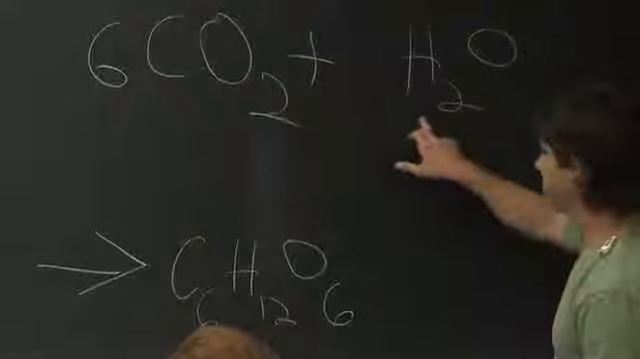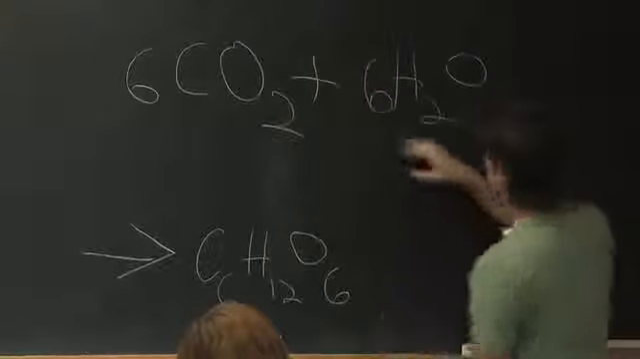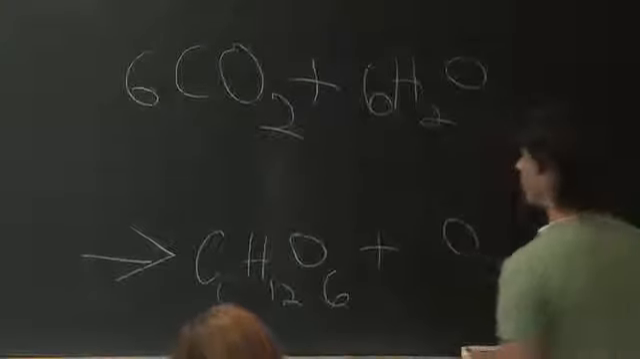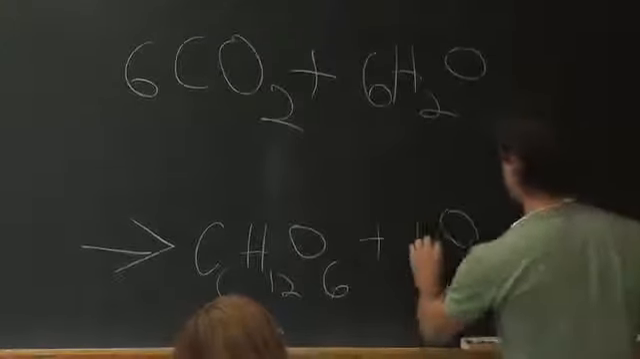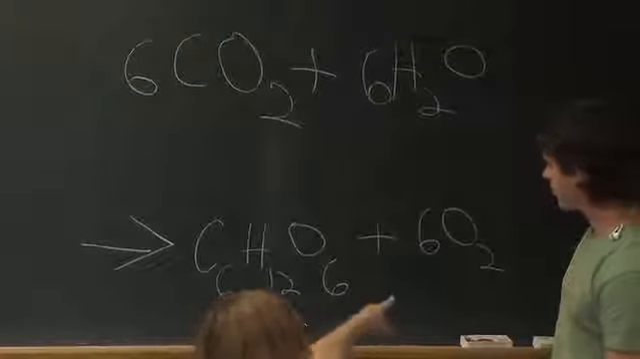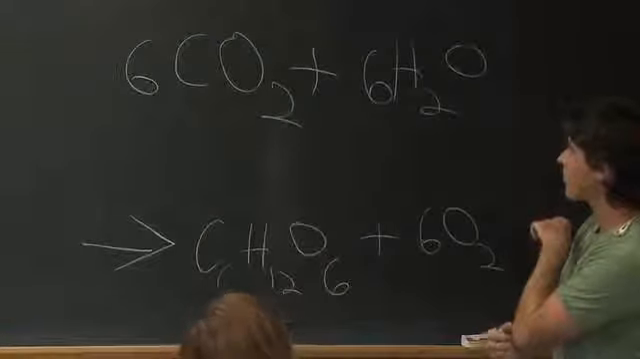We know we've got 12 hydrogens, so we know we have to have 6 of these at least just to get that. So we can have O2 over here. And since we've got 12 left over, we might as well just do that. So then there's 6 plus 12 is 18 oxygens.